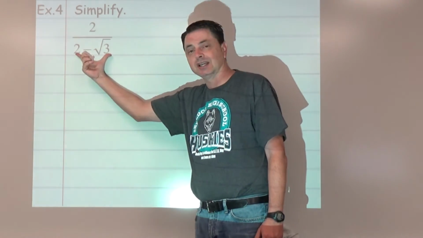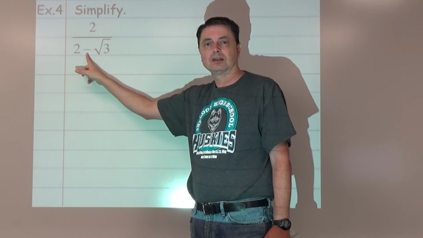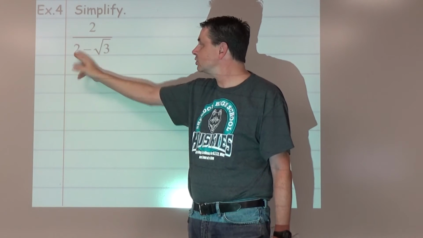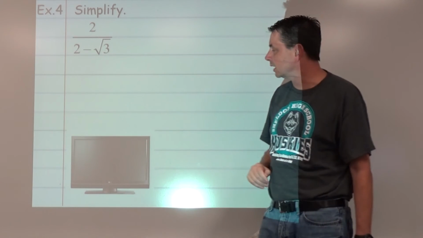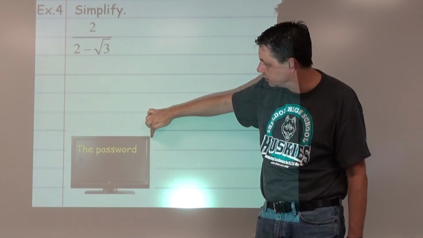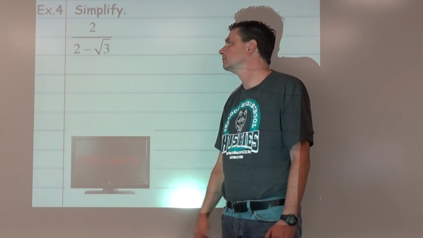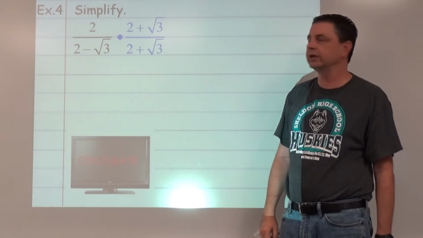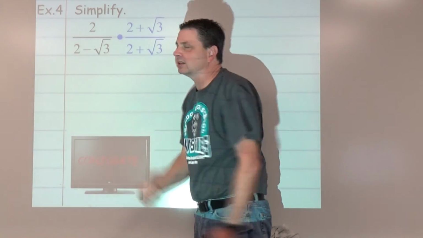So the conjugate is this, but change the sign of the last part. So I'm still going to say positive 2. This is going to change to positive root 3. That's what we're going to multiply top and bottom. The password is conjugate. So multiply top and bottom by 2 plus root 3, top and bottom. Remember that acts as if it's in parentheses.